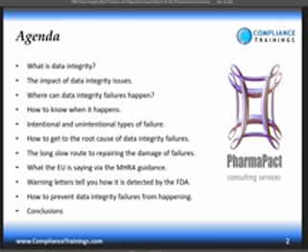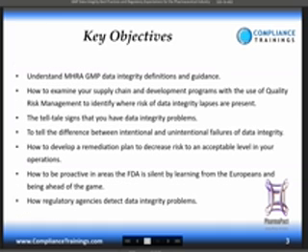So the agenda for today is very extensive. We do have a lot of items to cover. So we're going to talk about what is data integrity, the impact of data integrity issues, where can data integrity failures happen, how to know when it's happened, intentional and unintentional types of failure, how to get to the root cause of data integrity failures, the long, slow route to repairing the damage of failures, what the EU is saying via the MHRA guidance, warning letters that tell us how it is detected by the FDA, and how to prevent data integrity failures from happening.